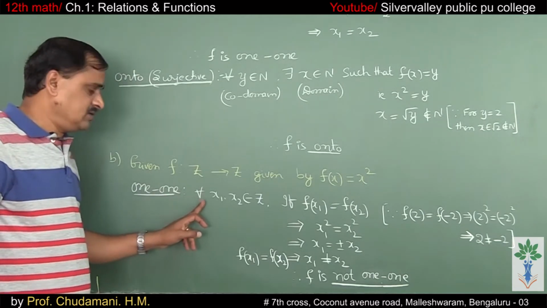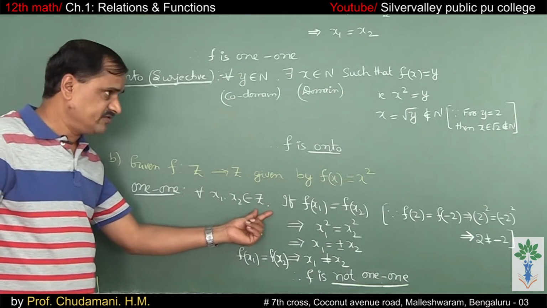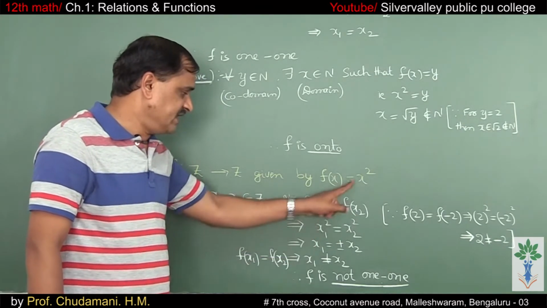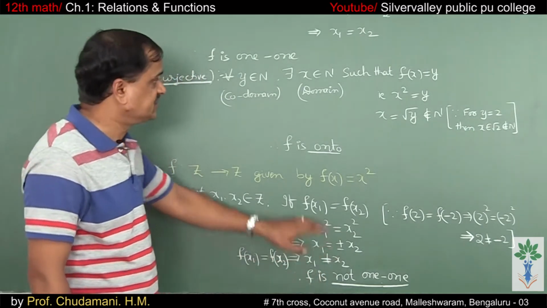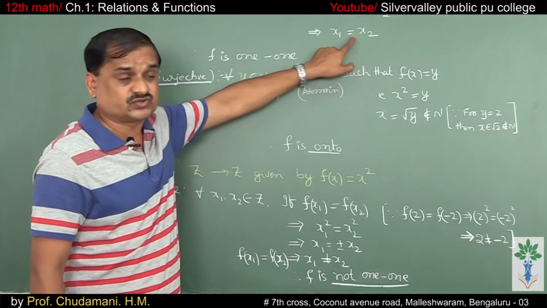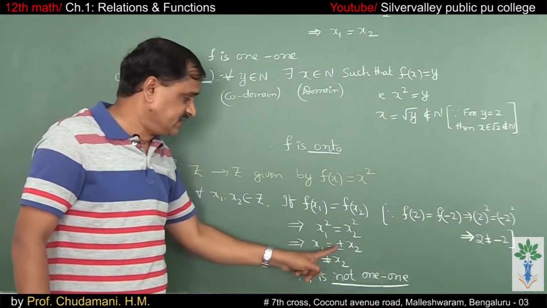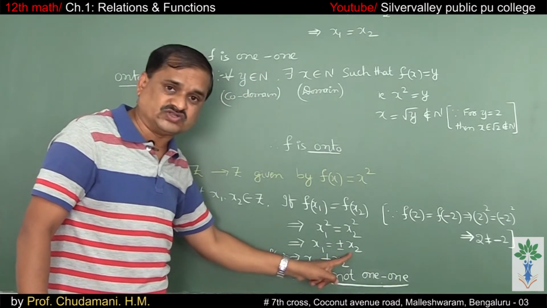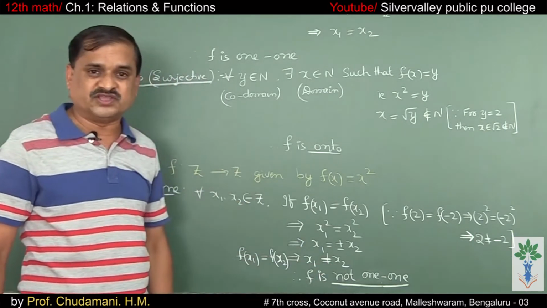For one-one function, for all x1 and x2 belongs to the domain Z, if f of x1 equals f of x2 implies x1 square equals x2 square. This implies x1 equals plus or minus x2. Observe here, earlier x1 is equal to x2, you couldn't take minus x2 since minus x2 is not a natural number. But now we can take minus x2 also. So x1 can be equal to minus x2.